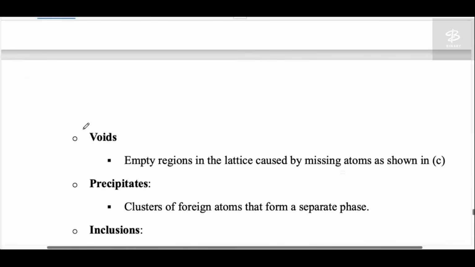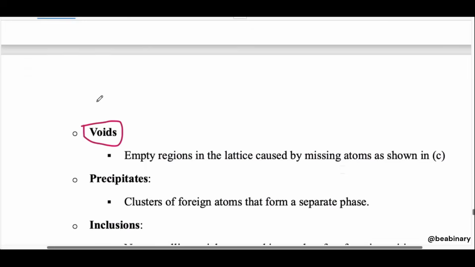First one is void. Void is like a vacancy where the whole region is empty. Okay, empty means there is no replacement of the atoms that has occurred. So the atoms that were placed in that particular volume have moved away from their space, and now that particular space is empty. Okay, so that is known as your void.